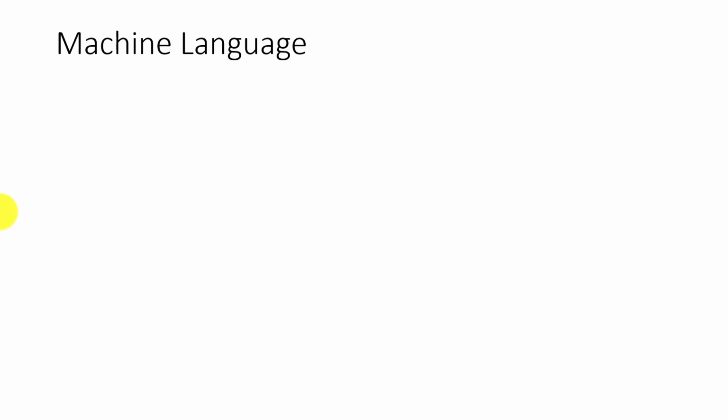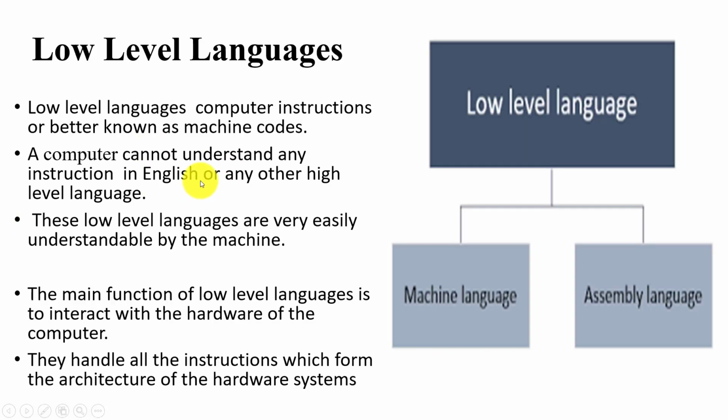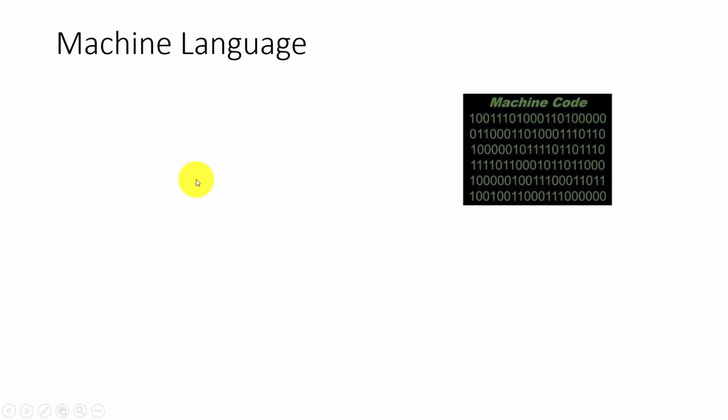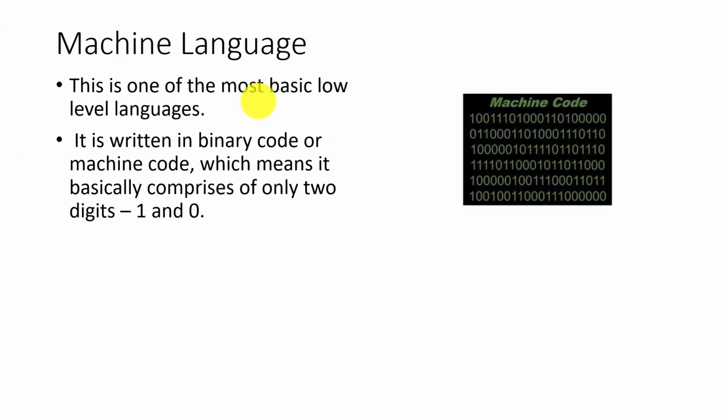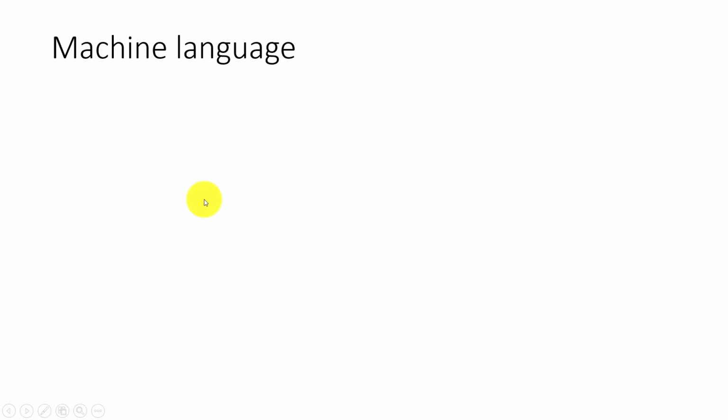Now let's first understand, under the low level language, what is machine language. Machine language, which we can also refer to as machine code, is in numerical form, 0 and 1. So this is basically the low level language. This machine language comes under the category of low level language, and it is in binary code, also referred to as machine code or sometimes object code, and it is written in 0 and 1 form.